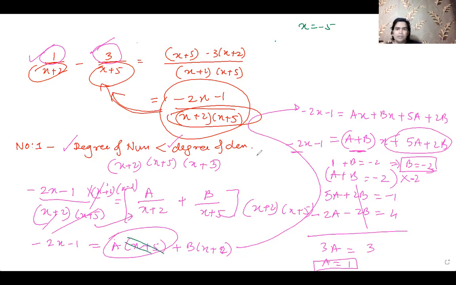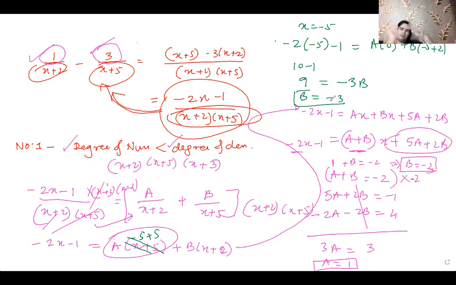I'm trying to make one factor 0 at a time. So this becomes -2 times (-5) - 1 equals a times 0, because -5 + 5 becomes 0, plus b times (-5 + 2). As a result, you notice that -2 times -5 is positive 10, minus 1 is 9, equals -3b. If you divide, b is going to be -3. So this is an easier way, if you like.